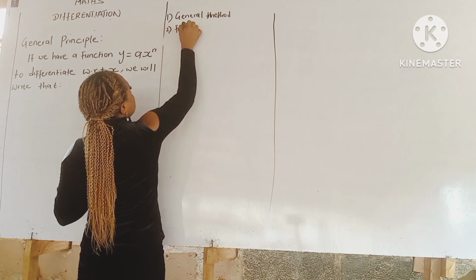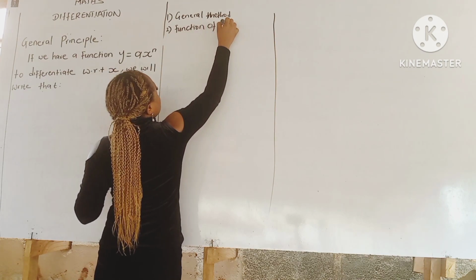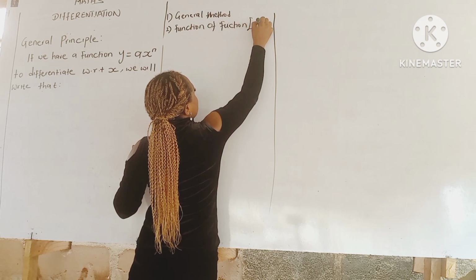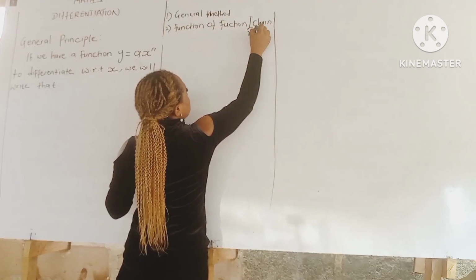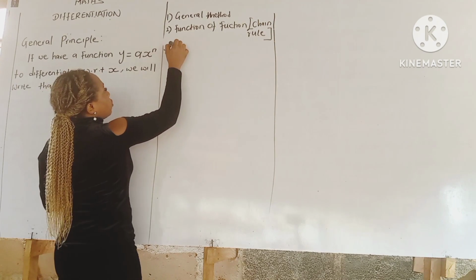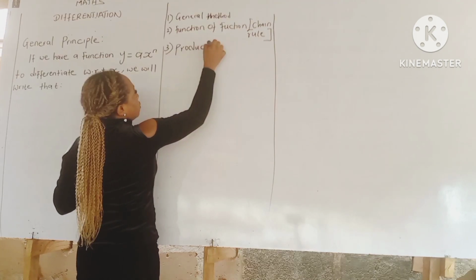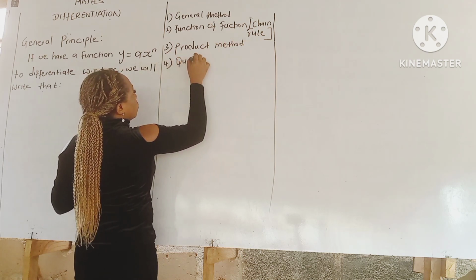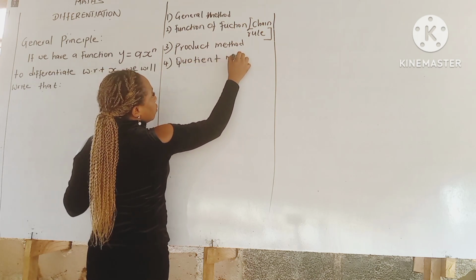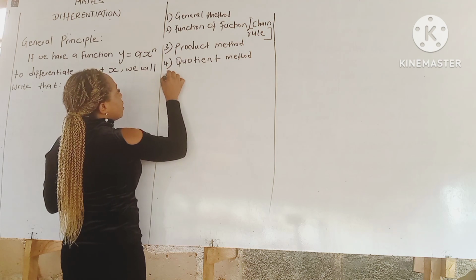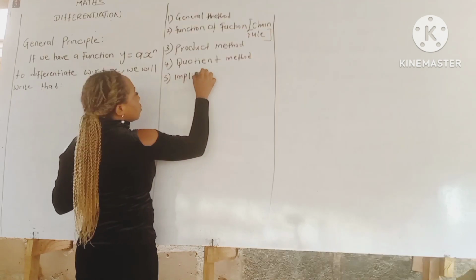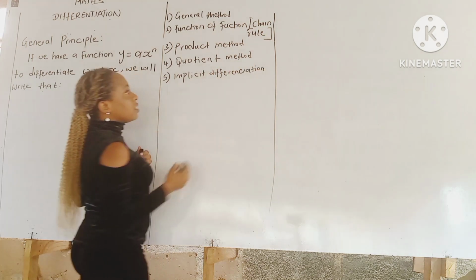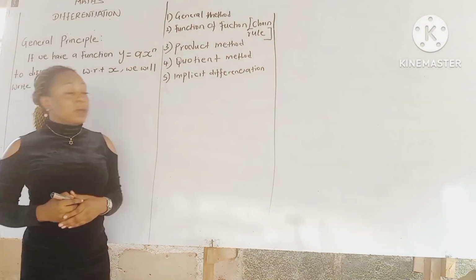We have the function of function, which is known as chain rule. Then the third one, we have the product method. We have the quotient method. And we have the implicit differentiation. These are the differentiation methods we are going to go through in my videos.